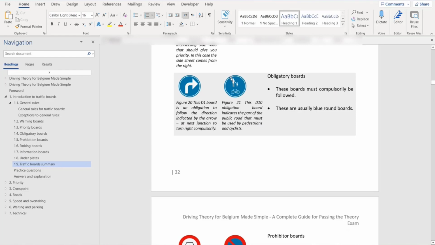And then this round blue board indicates a reserved road for pedestrians and bicyclists, which indicates that this is the part of the road that they must use, right? So that's an obligatory board. That one is reserved for the bicycles and pedestrians.